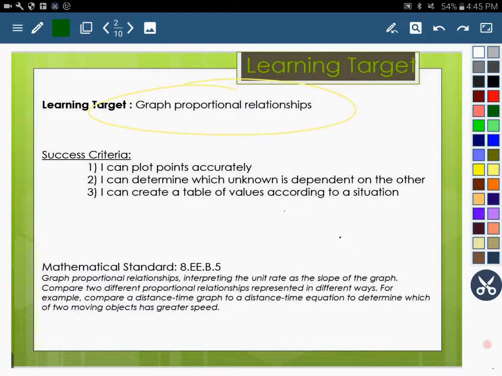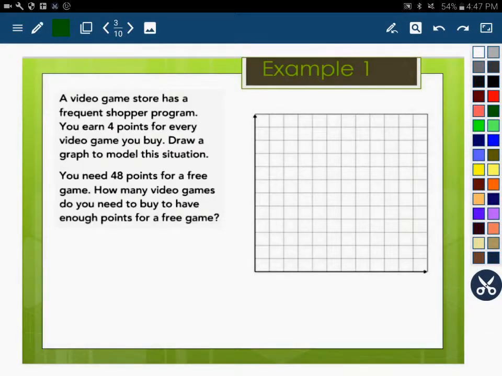Lastly, I can create a table of values according to a situation. We're going to pick random values according to specific criteria, and we're going to create a table that we can graph. Alright, so let's get started with the first example.